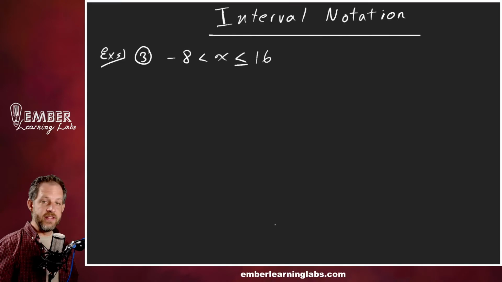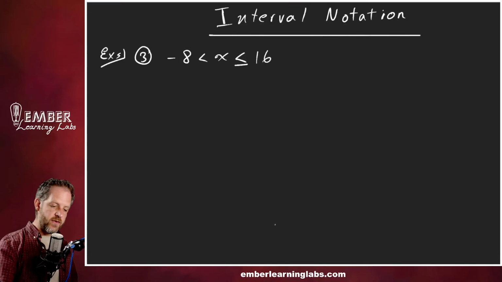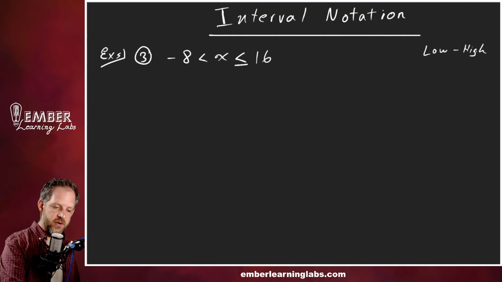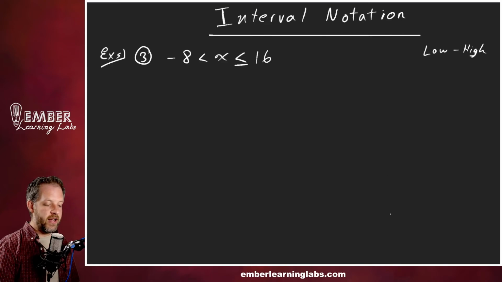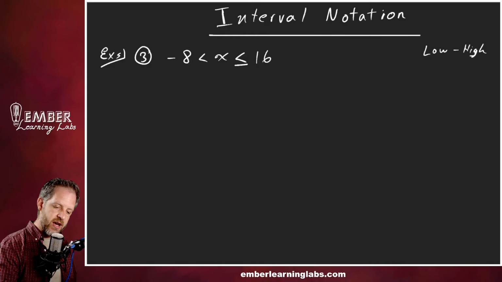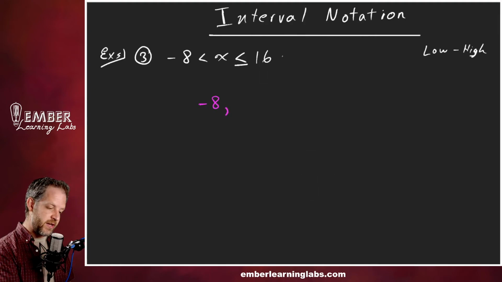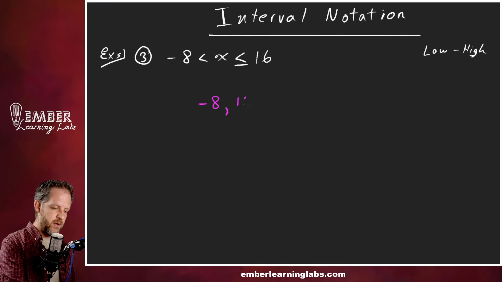Okay, so this is the way we do interval notation. First of all, we go low to high, always low to high, which is important to understand. All right, so we figure out what the lowest number represented is. So the lowest number represented here is -8. So we're going to write down our lowest number. So it's -8. And then we put a comma and go to our highest number. So the highest number we get to is 16 here.